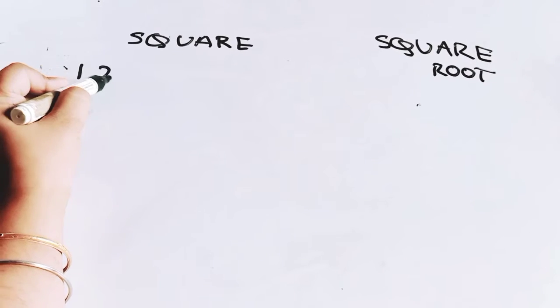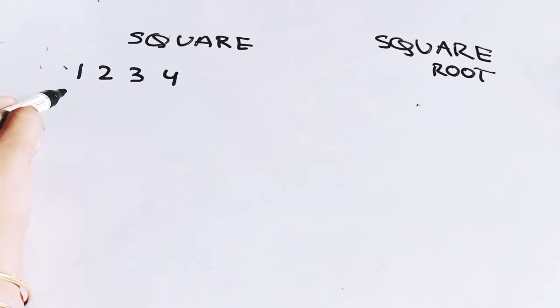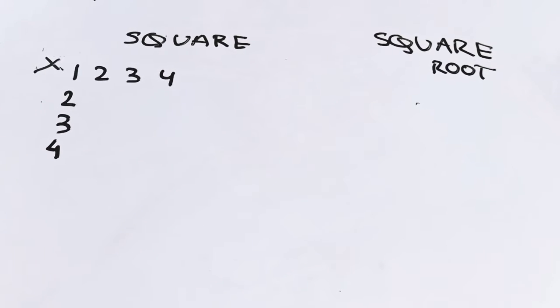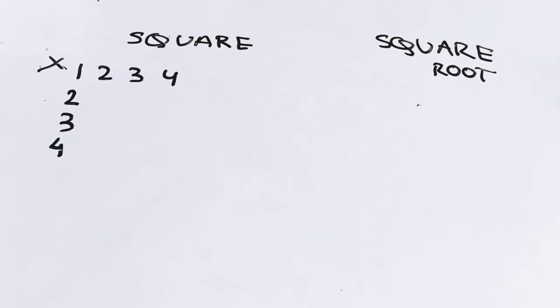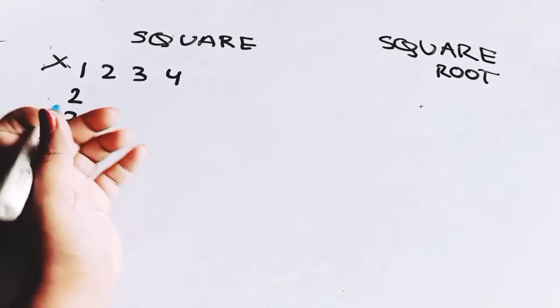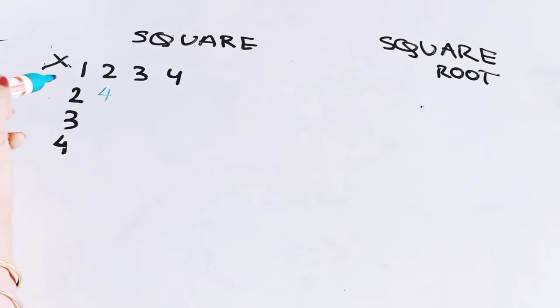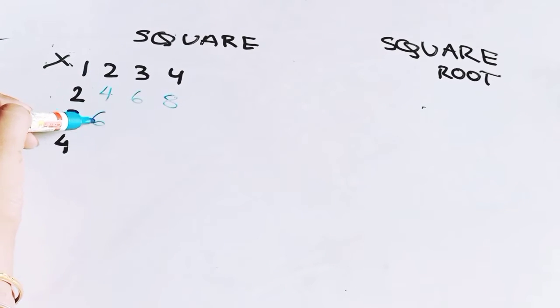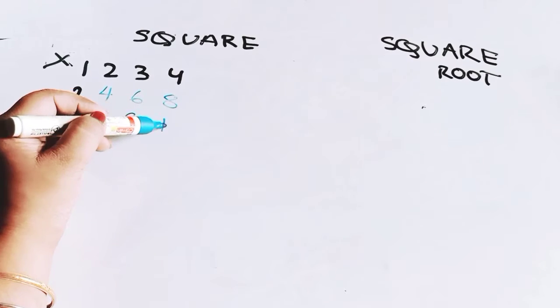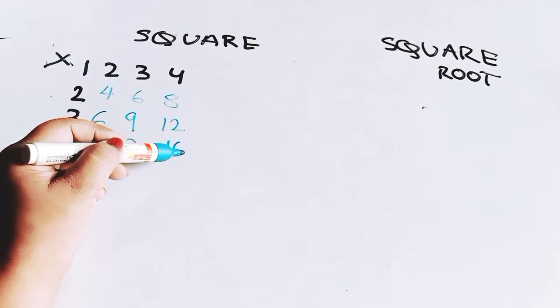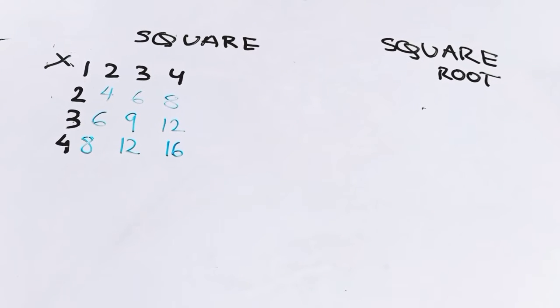Writing numbers like 1, 2, 3, 4 and 2, 3, 4. Just a basic multiplication. If we do, then there are certain things that we are going to get. Let's see them. 2 2s are 4. 2 3s are 6. 2 4s are 8. 3 2s are 6. 3 3s are 9. 3 4s are 12. 4 2s are 8. 4 3s are 12. 4 4s are 16. Well, this is the simple multiplication that we can see.